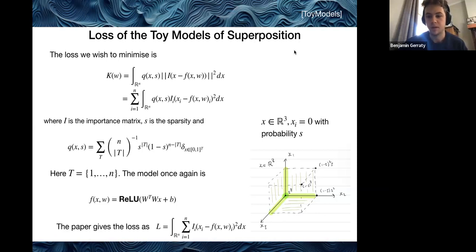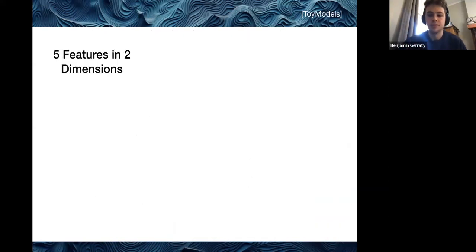Okay, any questions about the loss, importance, or sparsity before I continue? Okay, cool. All right, let's look at our first example.